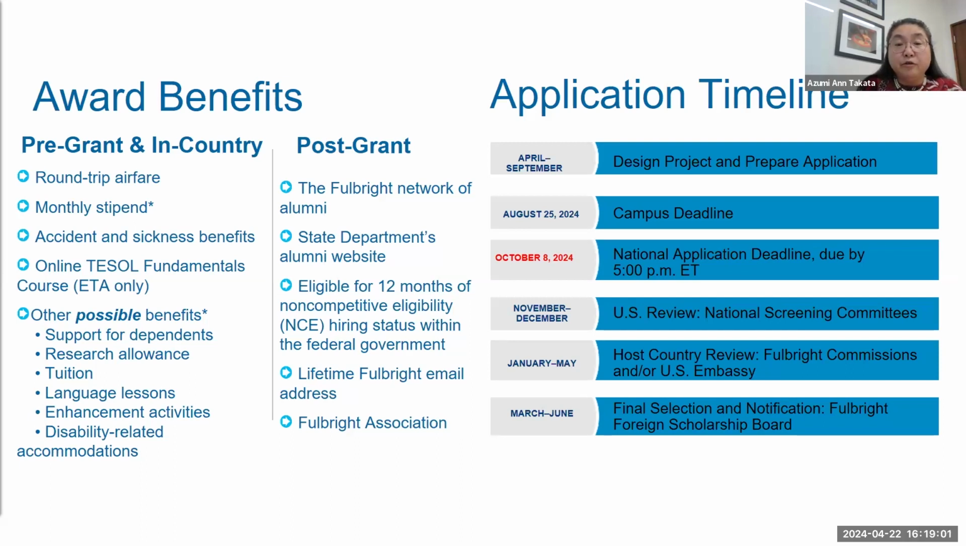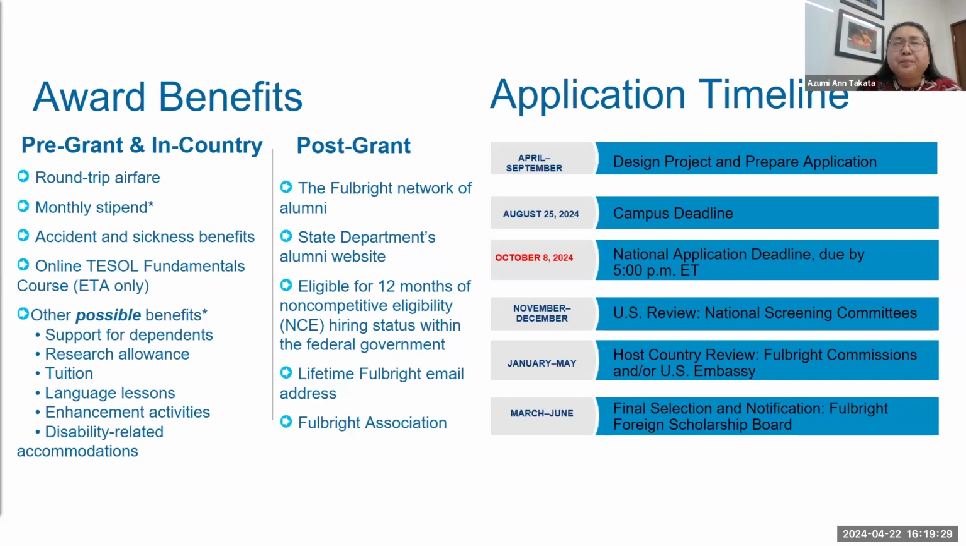The national application deadline is October 8th. That's a Tuesday, 5 p.m. Eastern time. That is an absolutely no-nonsense hard deadline where they will give you absolutely no exceptions for missing this deadline. So this is a hard deadline. And then once the national deadline passes, your application will go through 2 stages of reviews. The first stage takes place within the United States, called the National Screening Committees.